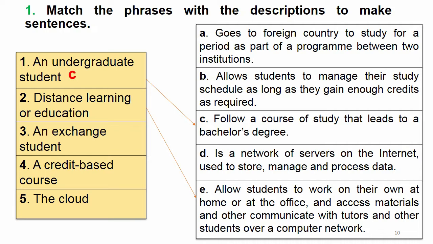Number 3, A: goes to a foreign country to study for a period as part of a program between two institutions. So, what is the answer of number 4, a credit-based course? B: allows students to manage their study schedule as long as they gain enough credits as required. So the last one, the cloud. D: is a network of servers on the internet used to store, manage, and process data.